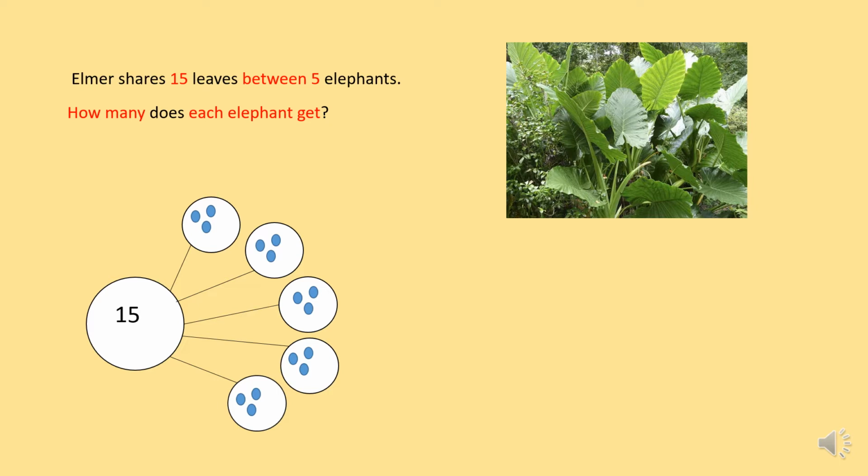Now, how do we write that as a number sentence? 15 divided by 5, I've got 5 parts, equals 3. Okay.